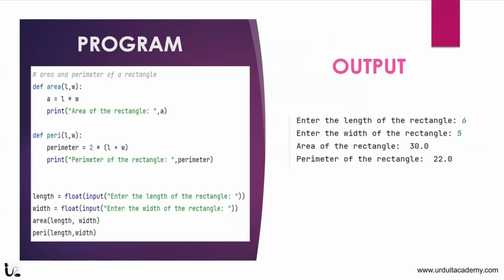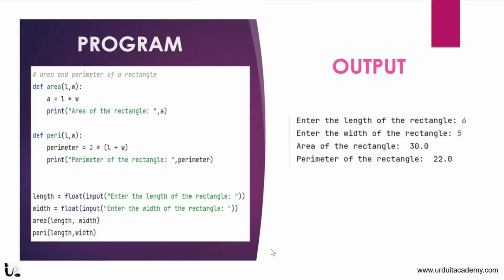So here you can see I have a function area with two parameters L and W. Inside the function, we are finding the area equal to length into width, and we are printing it. Same for the perimeter function. Here also we have two parameters L and W, and we are finding the perimeter and printing it. Now, below those functions in the normal coding, first we are asking the user to enter the length and width. After that, we are calling the functions area and perimeter.